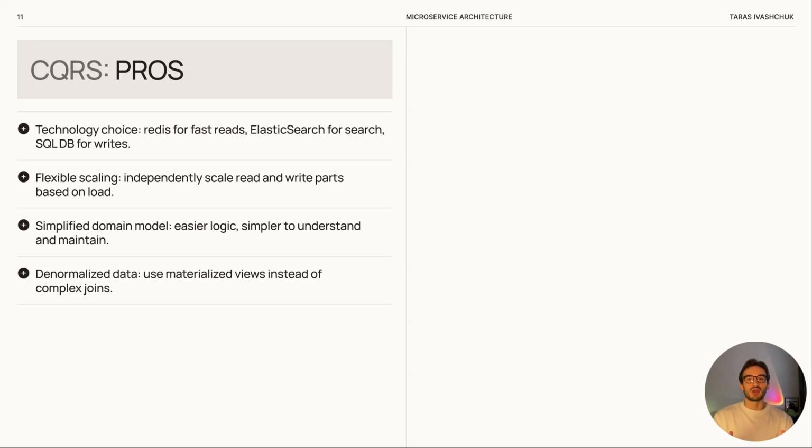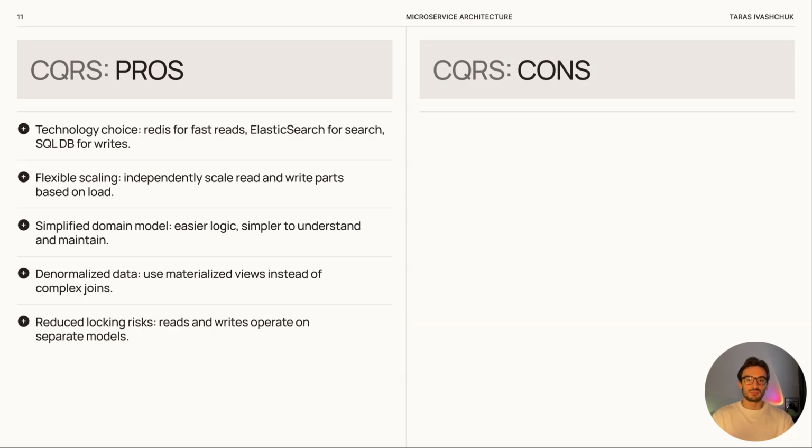Lower risk of blocking. Since reads and writes happen on different models, CQRS helps reduce the risk of blocking write operations with read queries. But there are also disadvantages. More complex architecture. Having separate read and write models increases the overall complexity of the system. It requires extra effort for management and support.